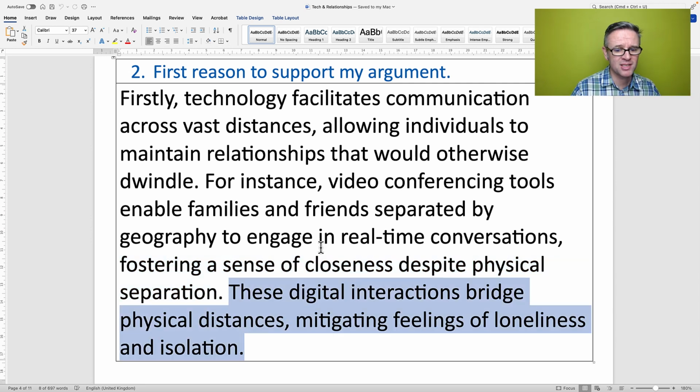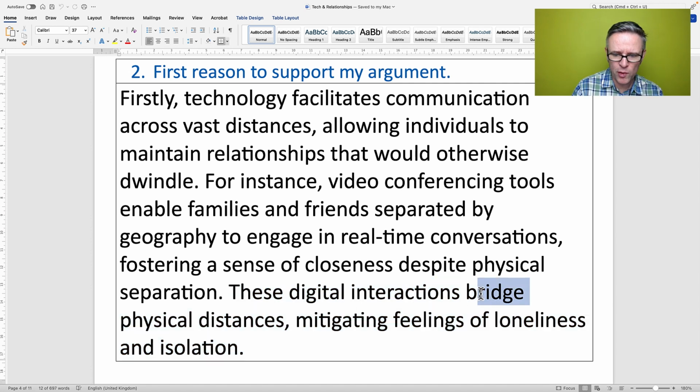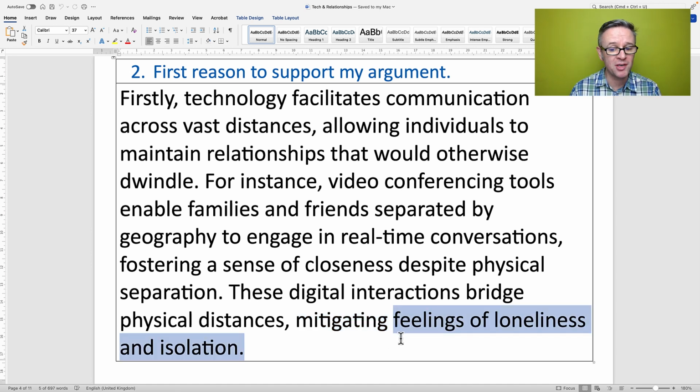And our final sentence, these digital interactions bridge physical distances, mitigating feelings of loneliness and isolation. This verb here, to bridge, this is a metaphor. They are bridging the distances, they are connecting the distances just like a bridge would. And then in this adverbial, we have another fantastic verb like dwindle, and this is mitigating. To mitigate. When you have a problem and you mitigate the problem, you make it less bad. It doesn't mean that you have solved the problem or eradicated the problem, but you have made that problem less serious. So these feelings of loneliness and isolation, whilst they are not gone, they are less serious.